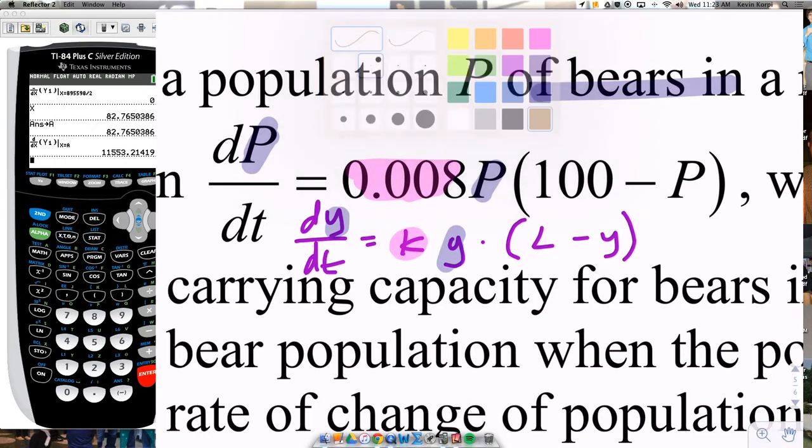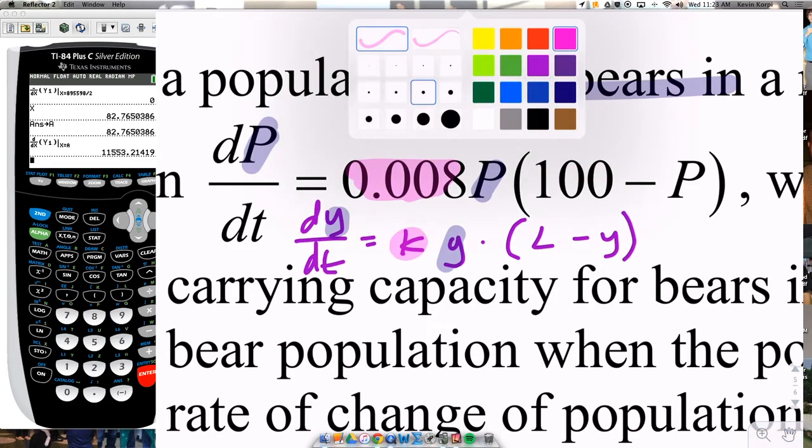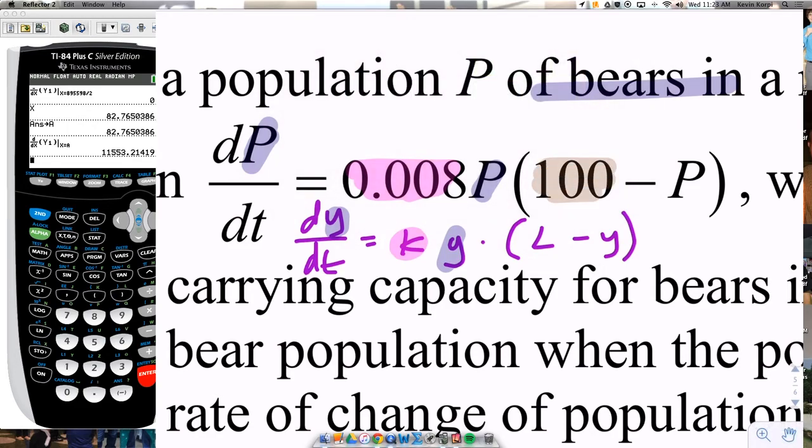Maybe that's the agent bear. Oops. License to maul. And then you have L equaling 100. That'd be funny.